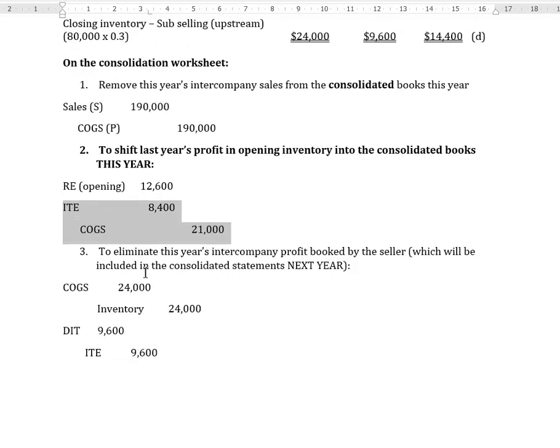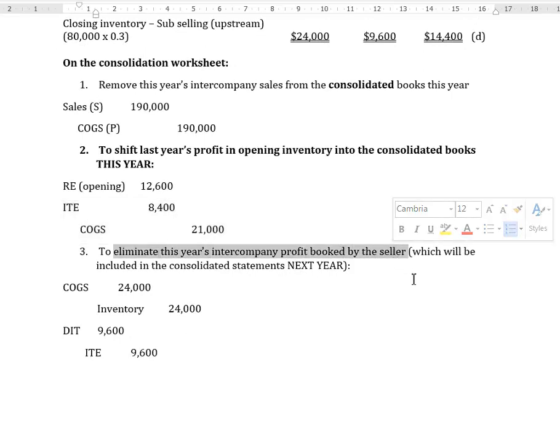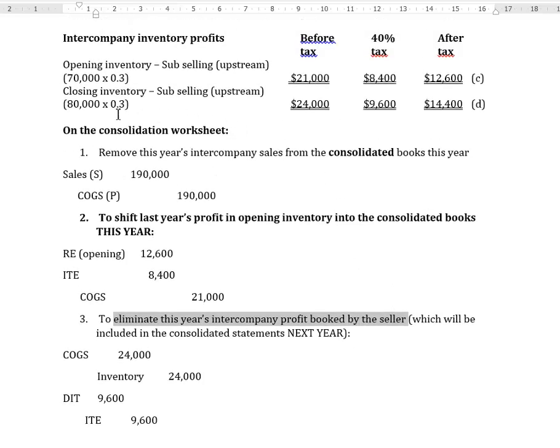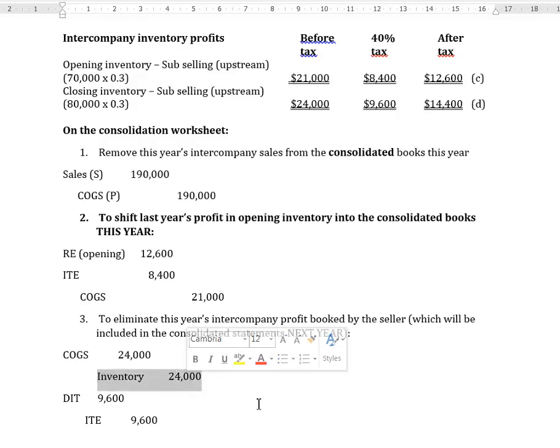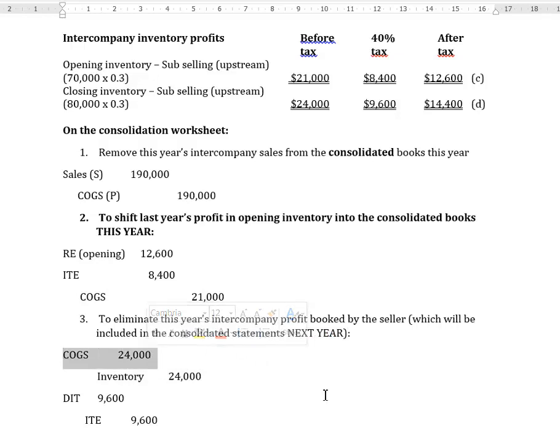So now, we also need to eliminate this year's intercompany profit that was booked by the seller sub. It needs to be included in the consolidated statements when the parent unloads it outside, which won't be until year 4. So that $80,000 that wasn't yet unloaded has profit pre-tax of $24,000, tax expense of $9,600, and of course after tax $14,400. So what we need to do is eliminate the profit out of inventory. So we credit the inventory $24,000 and debit the cost of goods sold to remove the pre-tax profit so it doesn't get included in consolidated income.